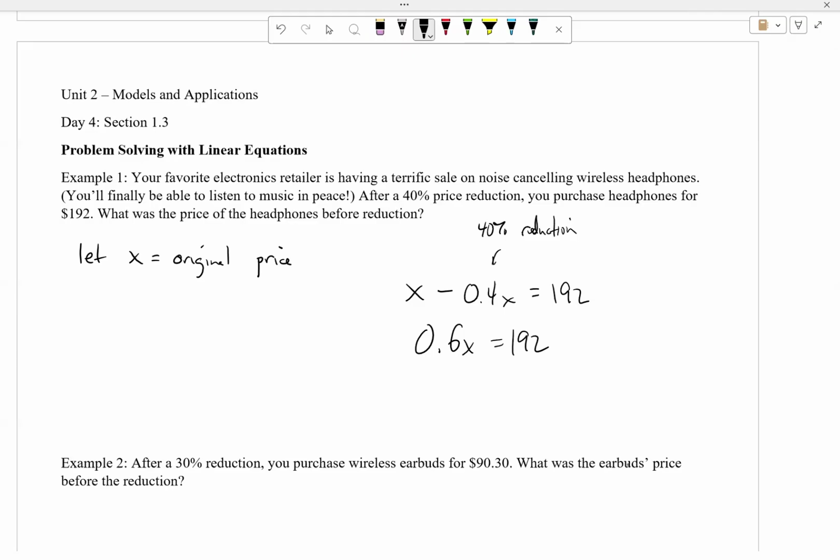Of course, the next step is to divide by 0.6. How did we get that? 1 minus 0.4? 0.6. And this is combining like terms. Yeah, 1 minus 0.4. Thank you for asking. X equals 192 over 0.6. 326.6. How did you know that?